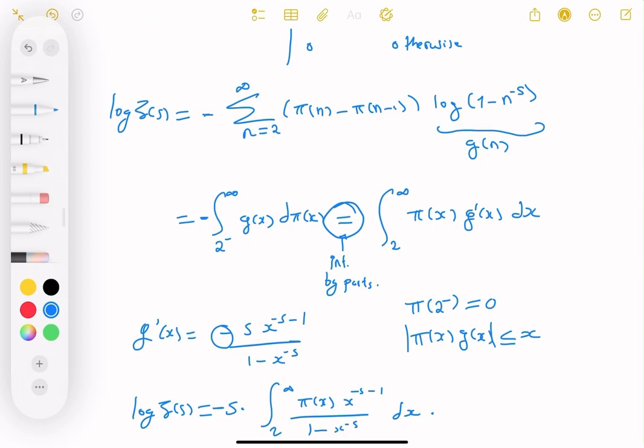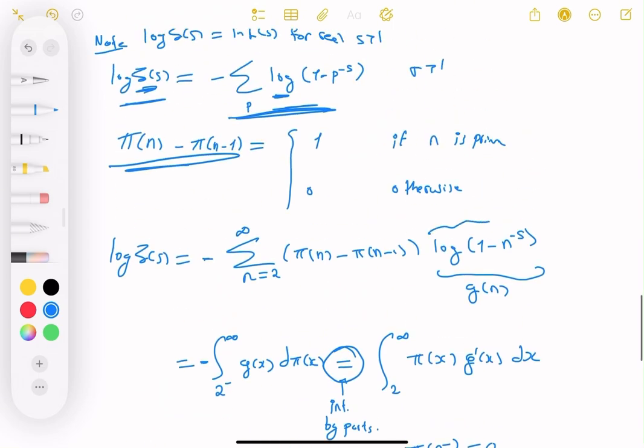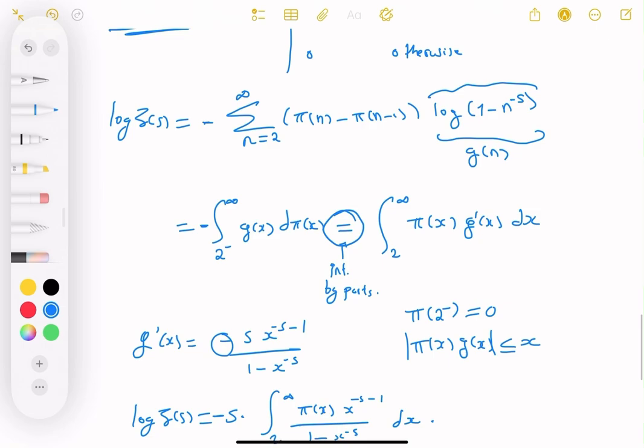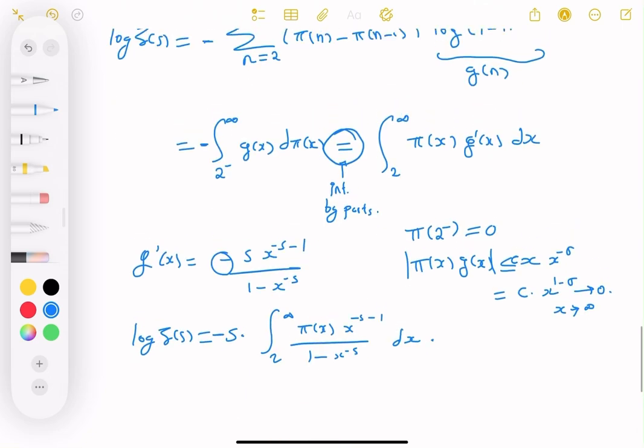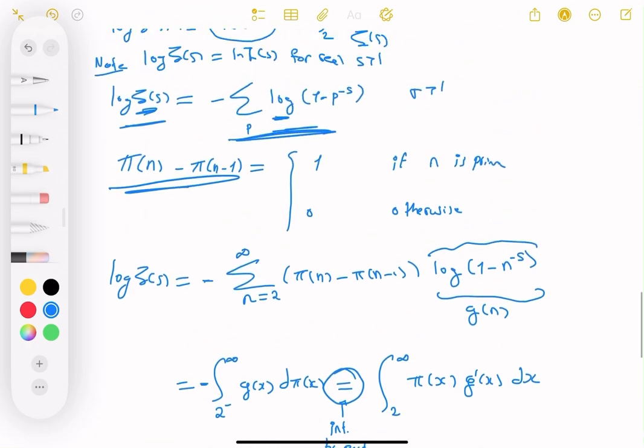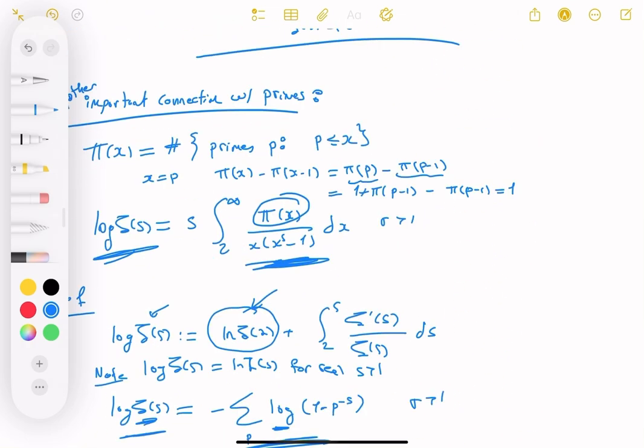And then clearly from the definition of g, if you expand the log, you see that up to a constant this is going to be less than x to the minus sigma, where sigma is the real part of s. So this is c times x to the 1 minus sigma, but sigma is bigger than 1, so this goes to 0 as x goes to infinity. So this consequence follows immediately. And now we know that log zeta is related to pi of x, which is the number of primes up to x.